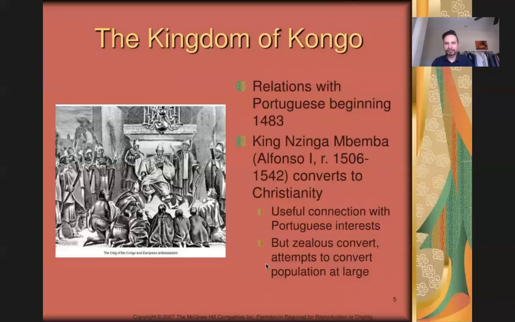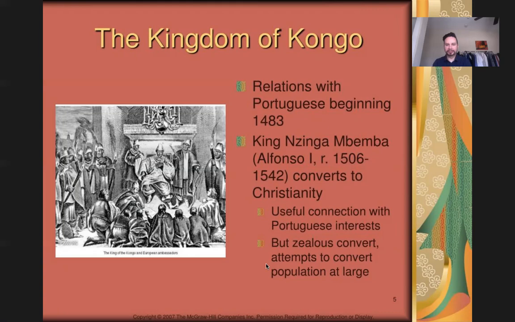So what happens here is the Portuguese were trying to spread Christianity. This was the king of Portugal's dream, to spread Christianity throughout Africa to combat Islam. And one of the kings, King Mazinga Mbemba, hopefully I'm pronouncing that right, is known to us as Alfonso the First. I guess he gets a Christian name. He converts to Christianity, and the Congolese, the people who are in this area, believe that if they convert to Christianity, it'll produce peaceful and useful connections with Portuguese interests.